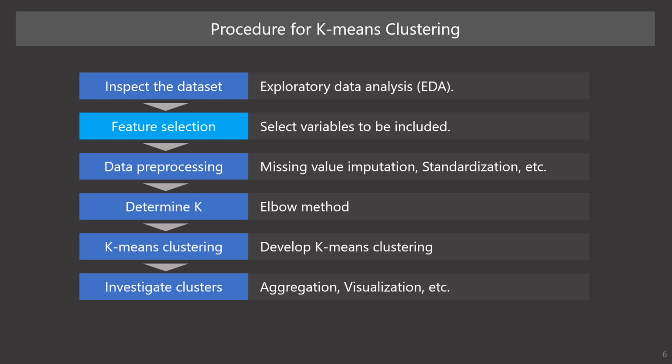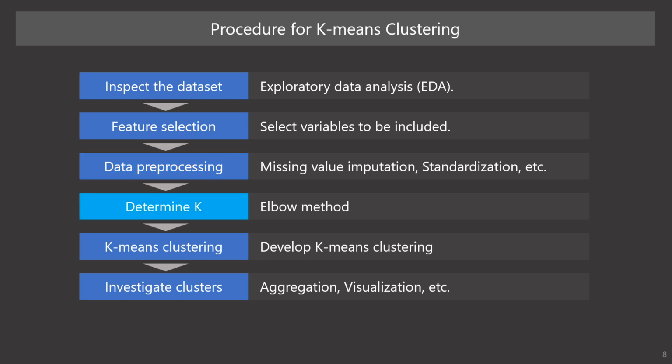Second, we select the variables we use for clustering. We can select the variables based on our findings in EDA. Third, we implement necessary data preprocessing, such as missing value imputation, standardization, and so on. Clustering is unsupervised learning, so we do not need to split data into predictors and a label, nor into training set and test set.